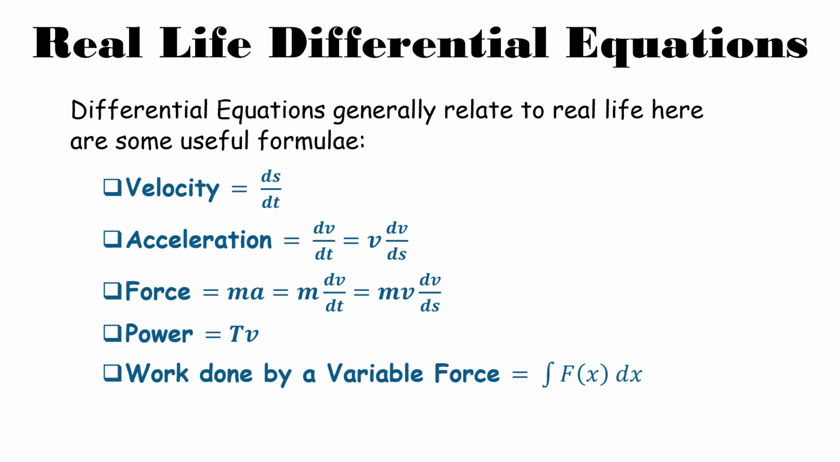Force is mass times acceleration, but as we've done in the line above, acceleration can be defined as dv/dt or v dv/ds. So either we're working with velocity and time, or velocity and displacement. That's why we have two different versions of acceleration. If you're not familiar with these, I've also linked in the description below a video deriving our equations of motion using differential equations, and I go through how we get acceleration as v dv/ds there.